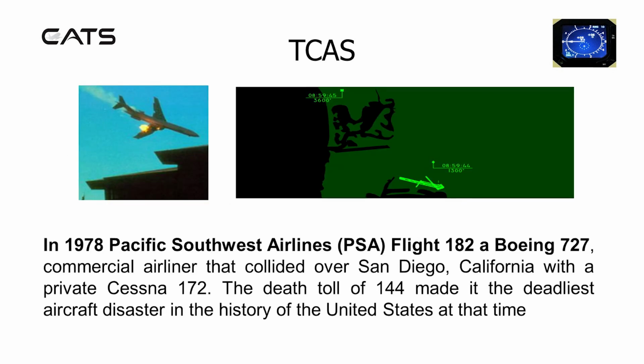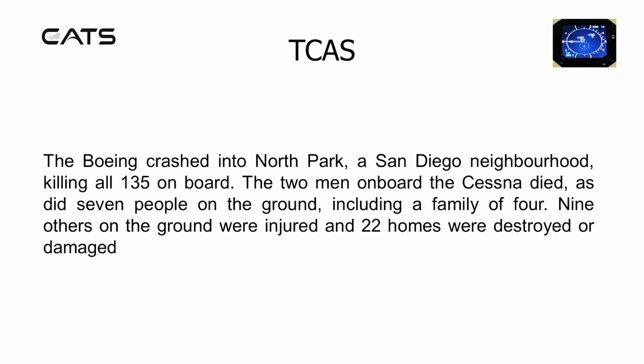In 1978, a Pacific Southwest Airlines Boeing 727 collided over San Diego with a privately operated Cessna 172. The death toll of 144 made it at the time the deadliest aircraft disaster in the history of the United States. The Boeing crashed into a San Diego neighborhood, killing all 135 people on board, as well as the 2 people on board the Cessna. 7 people on the ground were killed and others injured.